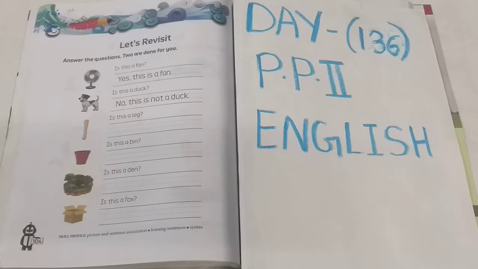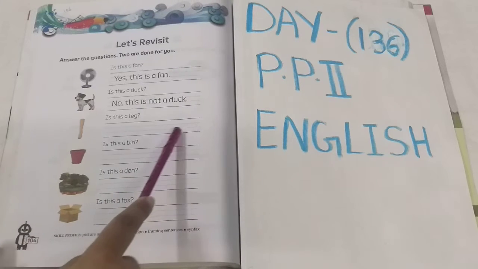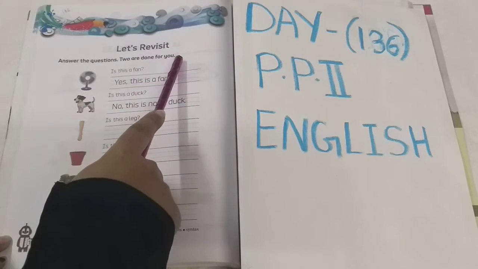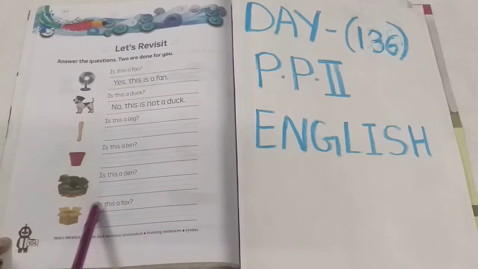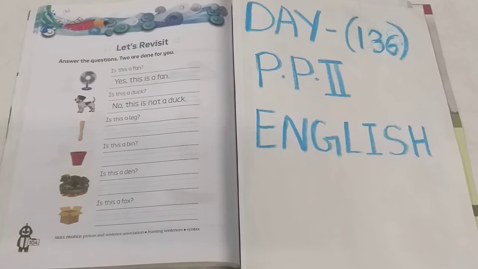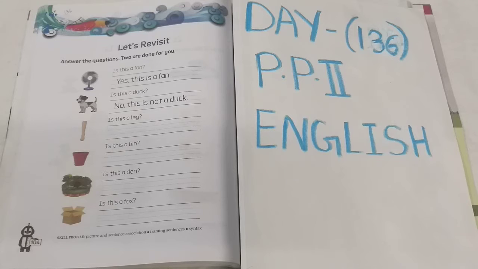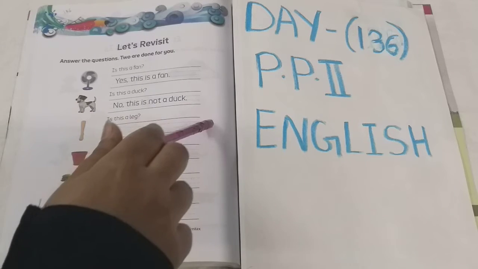So children, in the previous video we have learned the concept of yes or no. In the same way, here we have an activity related to that. Let's see, children. Answer the following question. Two are done for you. Here there are the question as well as the answer. Two is done for you and we have to complete the rest. Okay, I hope you all are ready.